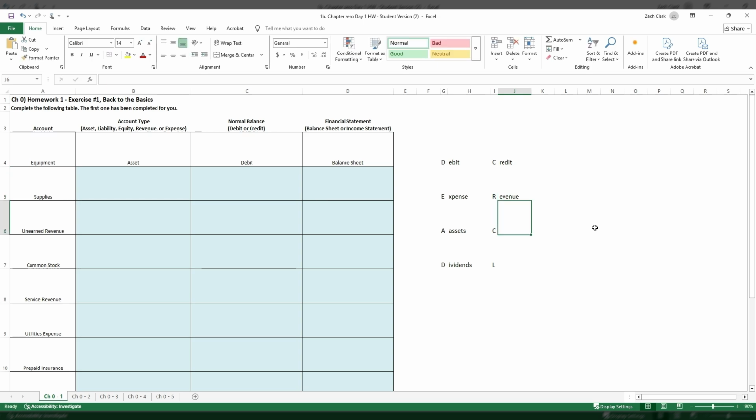Oops, spelled that wrong. Revenue. Remember what the C stands for: contributions, capital, we'll say. Basically equity related items. Dividends, again, kind of an equity item. We don't have any equity stuff on this specific problem, but I just want to write this out in full, so it might help you in the future as you're trying to remember how to debit or credit things to increase or decrease them.